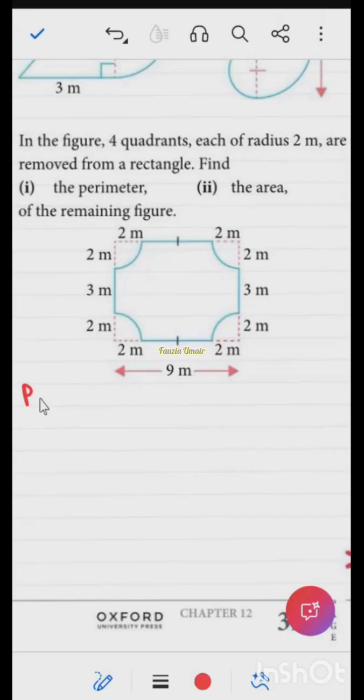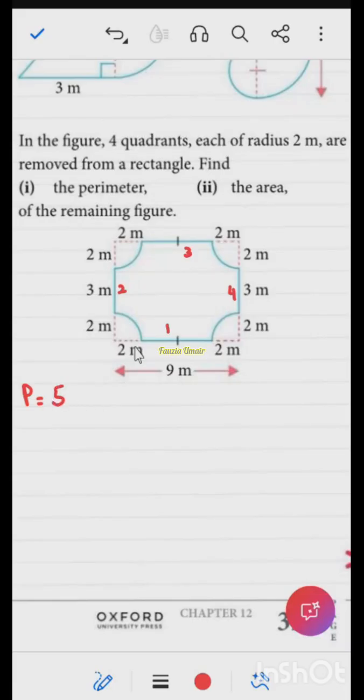For the perimeter, because we know that perimeter is the sum of the outer sides. First of all, let's add all the straight sides. I'm adding this side, number 1, 2, 3, and 4, right? I have labeled them so that you know what we are adding. Can anyone tell me what is the length of this side 1? 5 meter, because this total was 9 and 2 meter were cut from both sides. So this is 5 meter now, right?